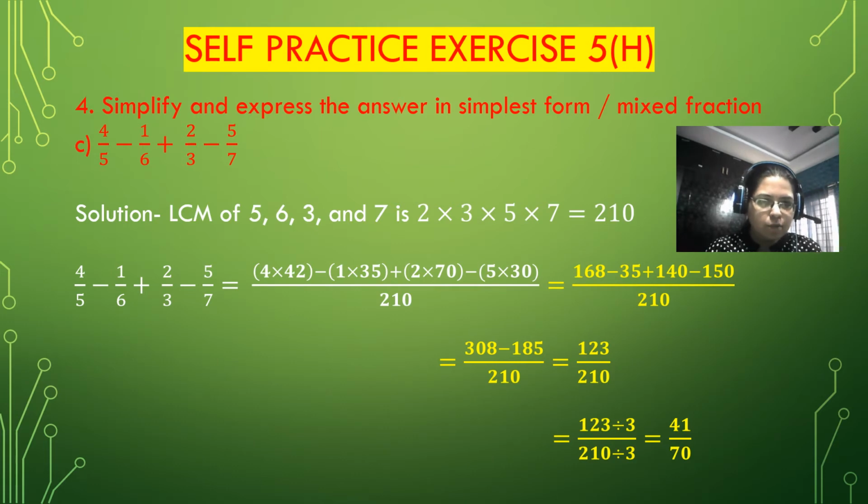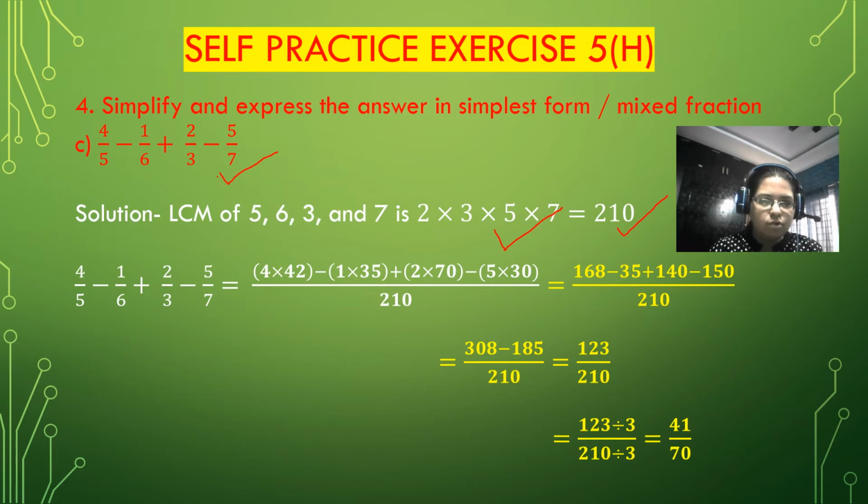Now we'll solve question number third bit C. 4 divided by 5 minus 1 divided by 6 plus 2 divided by 3 minus 5 divided by 7. We have to simplify this fraction and express the answer in simplest form or the mixed fraction. First we have to find out the LCM or LCD of the denominators 5, 6, 3 and 7. LCM of 5, 6, 3 and 7 is 2 multiplied with 3 multiplied with 5 multiplied with 7. 2 multiplied with 3 is 6, 6 multiplied with 5 is 30, 30 multiplied with 7 is 210.